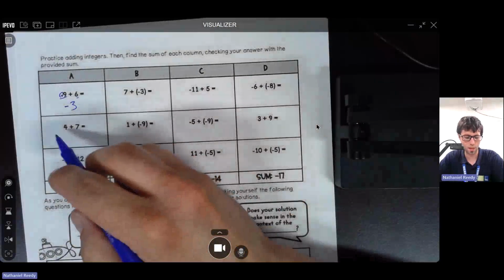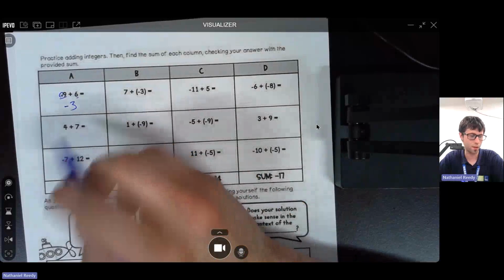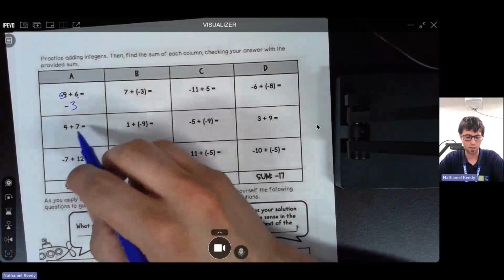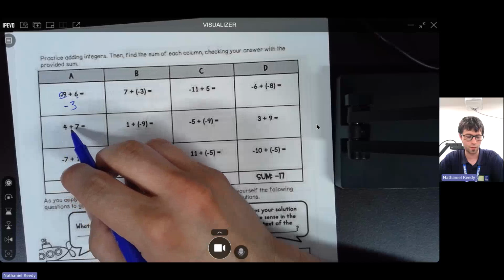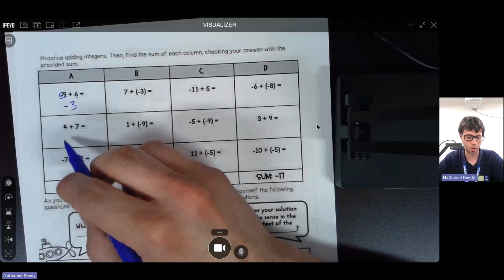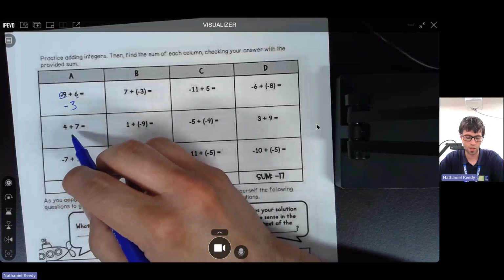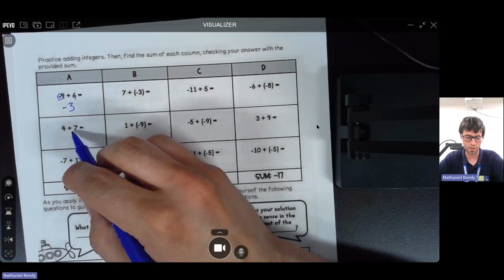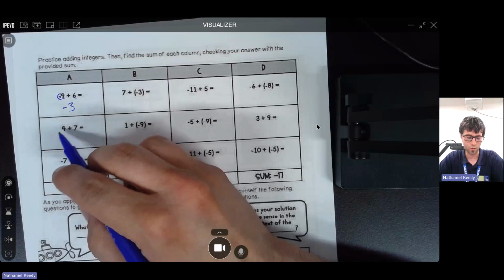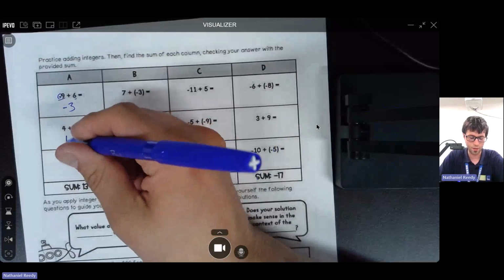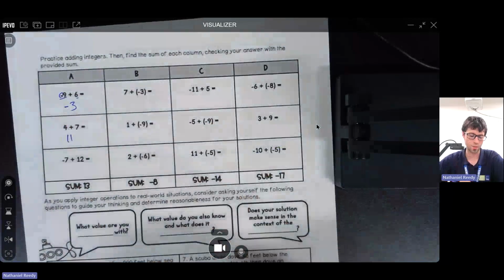Next one, they both have the same sign, +4 and +7. So you add these, and your answer has the sign of your numbers. So 4 + 7, that's 11. And since these are both positive, 11 stays positive.